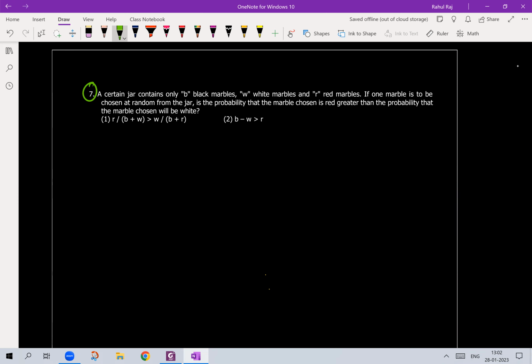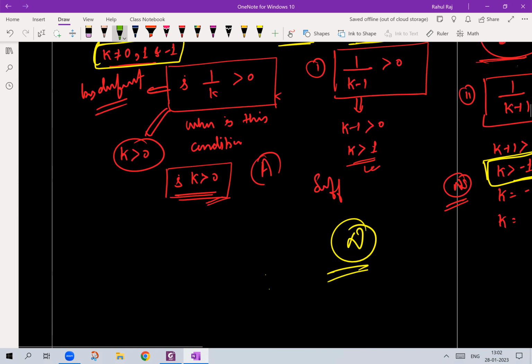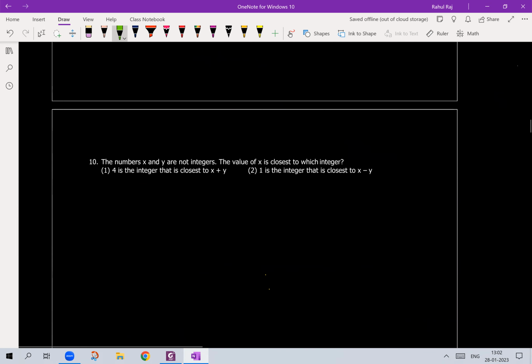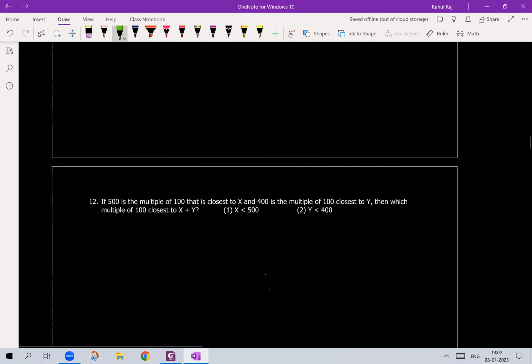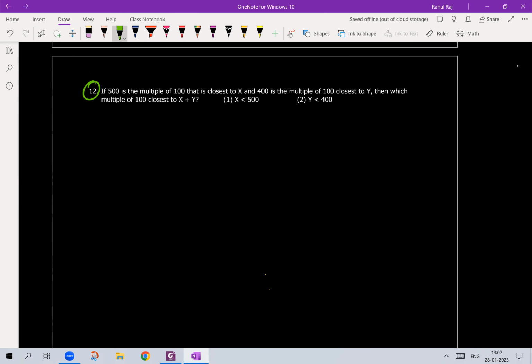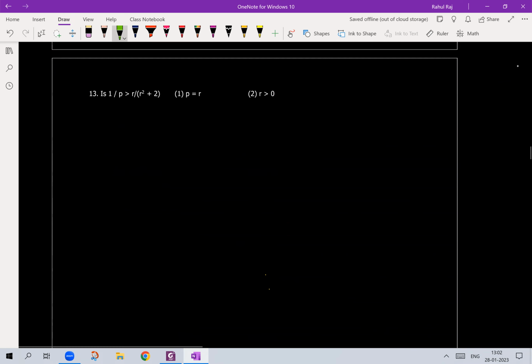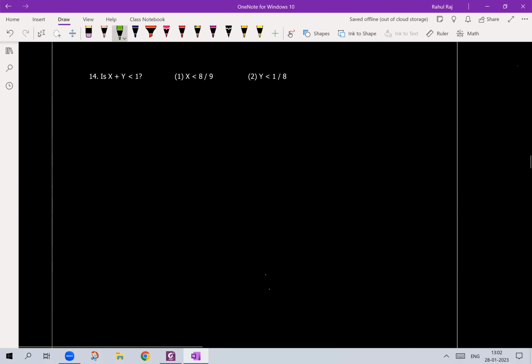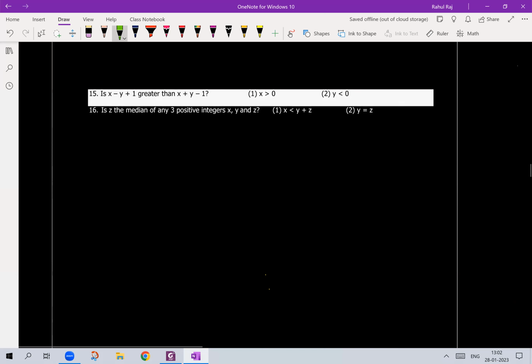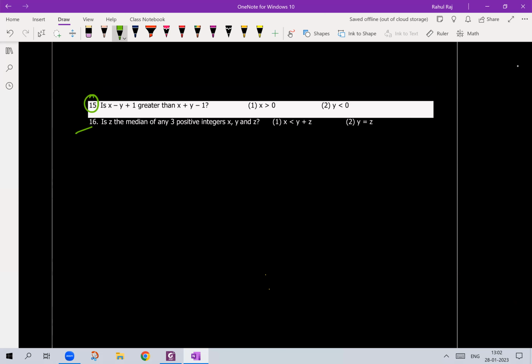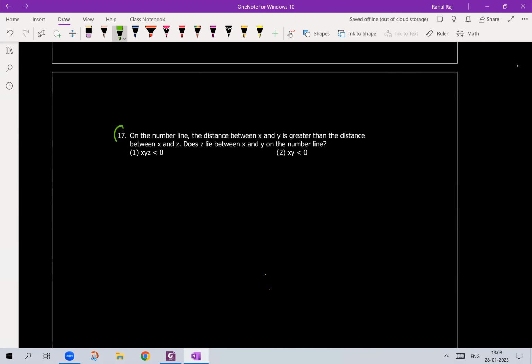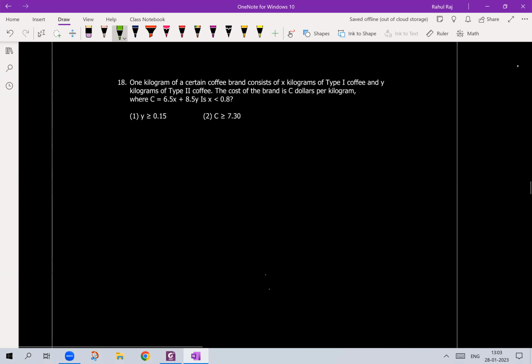Question number 7, very simple one. Question number 9, question number 10. Question number 12, very simple. Question number 13, pretty simple. Question number 14, very, very simple one. Question number 15, 16 we'll do in statistics, I'll teach you properly. Question number 17, question number 18. How many questions are there? Please count. 13 questions, right?